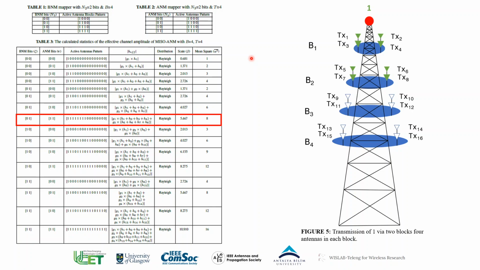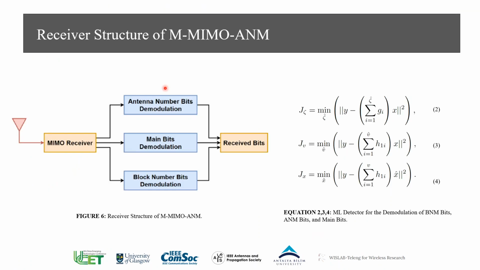And after we are done with the transmission of the bits, now we need to focus on the receiver structure of the MIMO-ANM scheme, multiple MIMO-ANM scheme. So after we get our signal from the MIMO receiver, we need to demodulate each group separately. And to do this demodulation, we are using an ML detector. We are using an ML detector for the demodulation of antenna number bits, an ML detector for the demodulation of main bits, and another ML detector for the demodulation of the block number bits separately.